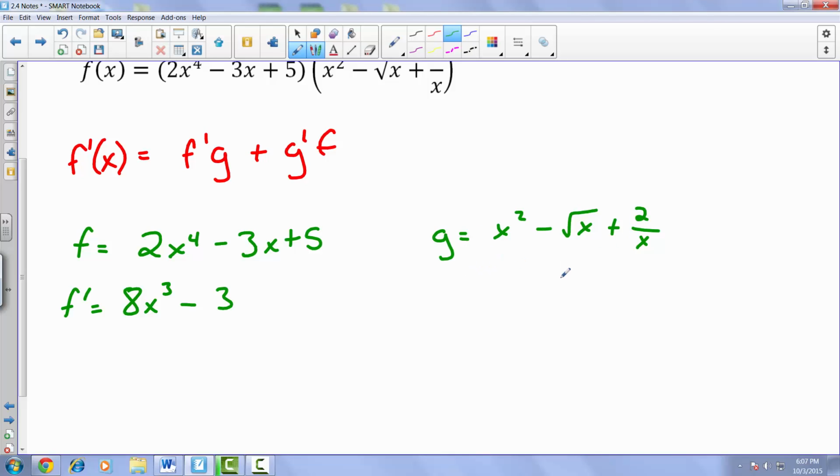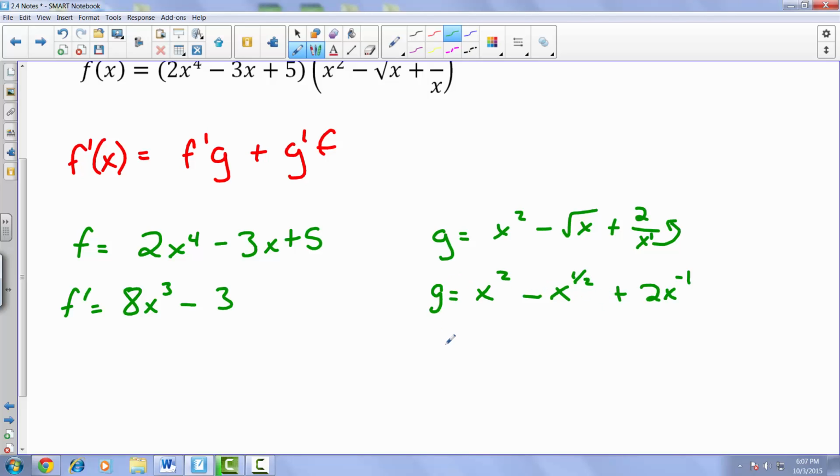G is a little bit more tricky though. Before we take the derivative, we're going to go ahead and rewrite it. This first term is actually okay, so it's still x squared. Minus, instead of the square root of x, we're just going to change that to x to the 1/2 power. And with this last term, we're going to bring that x to the top and make that exponent negative. So we have plus 2x to the negative first, because again, before it was x to the 1.